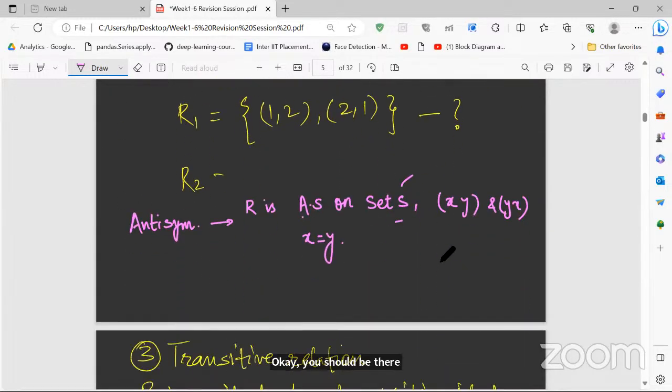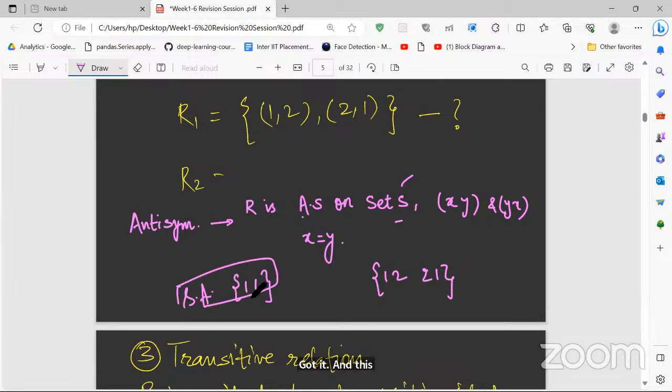Anti-symmetric: I told you that we have a relation R that is anti-symmetric on set S if and only if for all x, y, if (x, y) and (y, x) are present in R, then x should be equal to y. If that is not the case, then it's not anti-symmetric. For example, (1, 1): as x is equal to y, you can say it's anti-symmetric. And if you have (1, 2) and (2, 1), then it's not anti-symmetric. Got it? And this is symmetric as well as anti-symmetric.